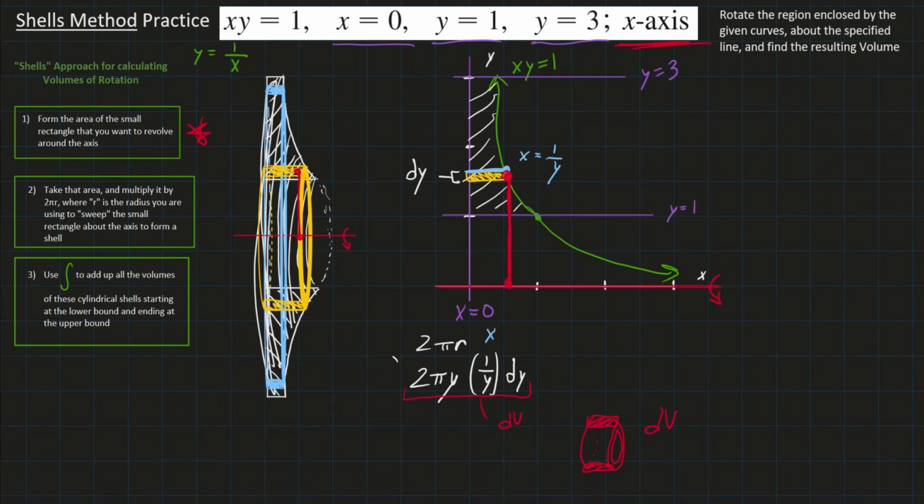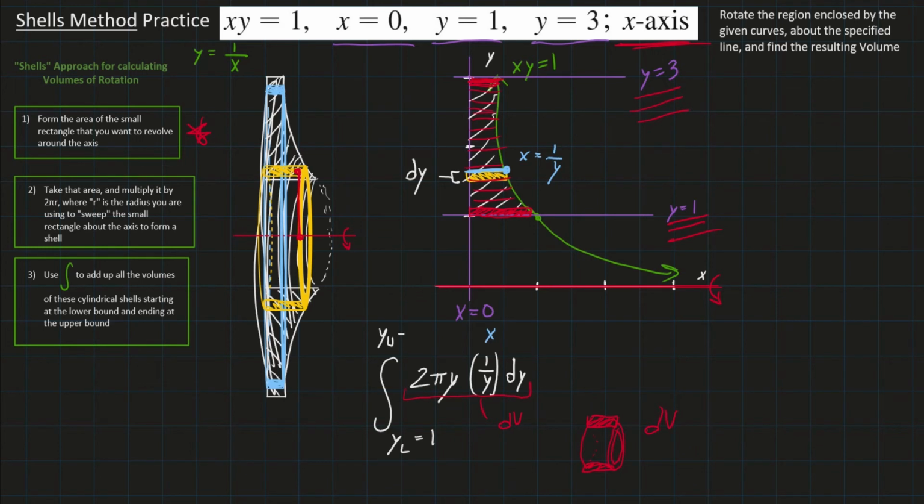And now I want to add up all of these shell volumes. Now, this is a dy integral. What's going to be the rectangle at our lowest y? What's going to produce that very first shell? Well, this rectangle right here is the one at our lowest y. So it's going to produce the very first shell. And the y-coordinate of that very first rectangle is going to be 1 right here. So y lower will equal 1. And I'll keep adding all of these shells that these rectangles produce until I hit this one right here, which is at y is equal to 3.